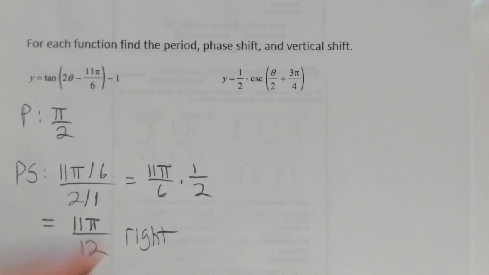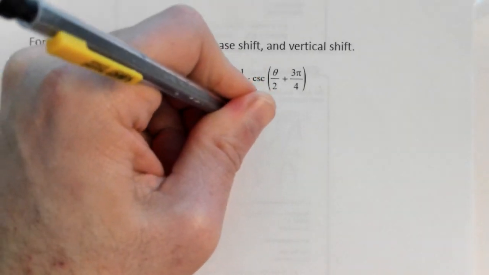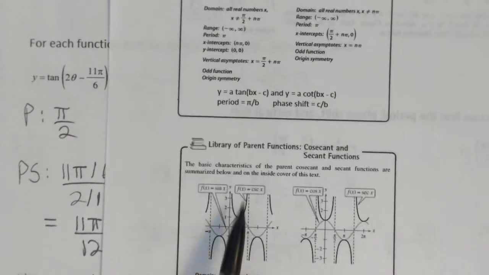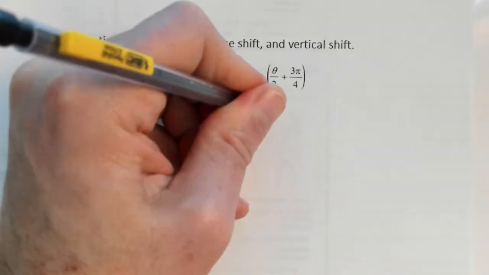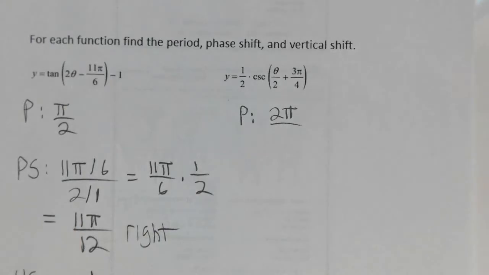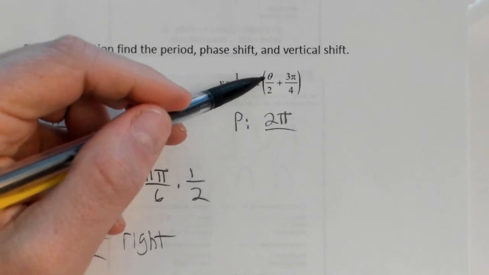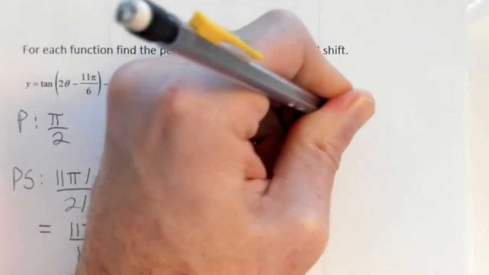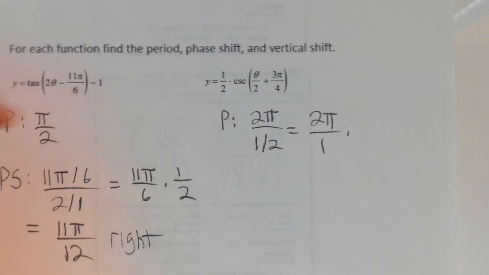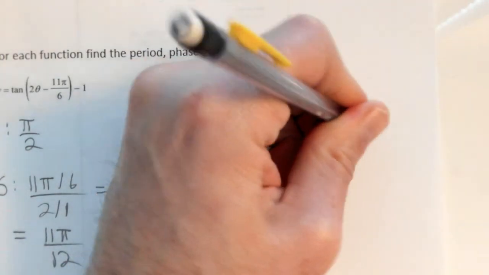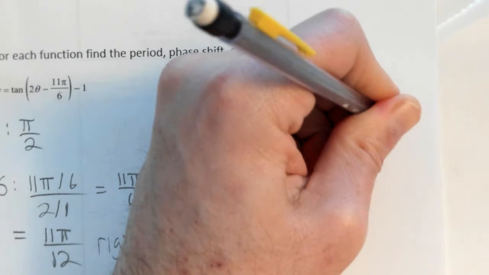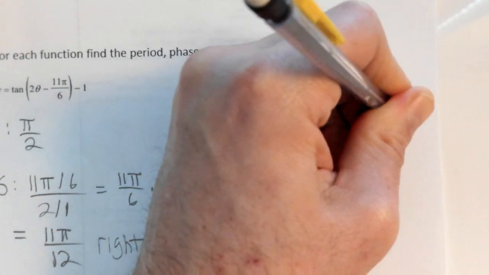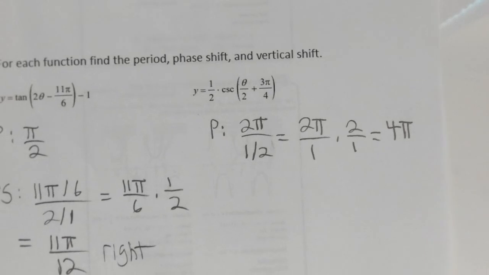This one is cosecant. Okay, so we need the period first. And of course, with cosecant, don't forget that your period is back to 2 pi. And so the period is going to be 2 pi over b. So we've got 2 pi over. And so what's my b here is 1/2. So that's divided by 1/2. And so that would be 2 over 1 times, flip that, 2 over 1. And that will now become 4 pi. And so that would be your period for this one.